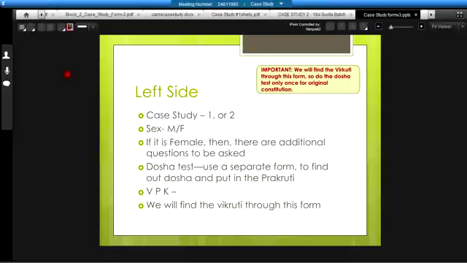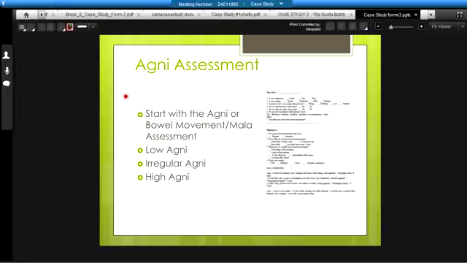And again, we'll be finding the Vikruti soon. So this is one way of setting up your form to keep the information organized.